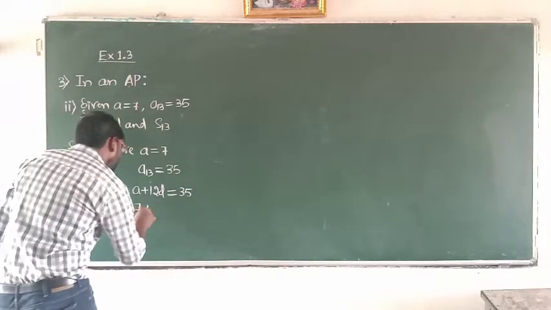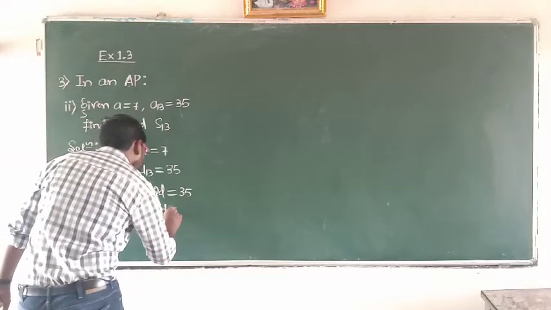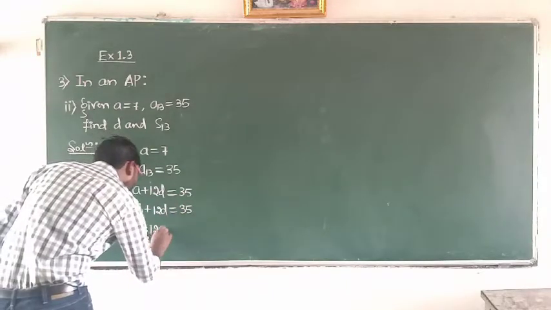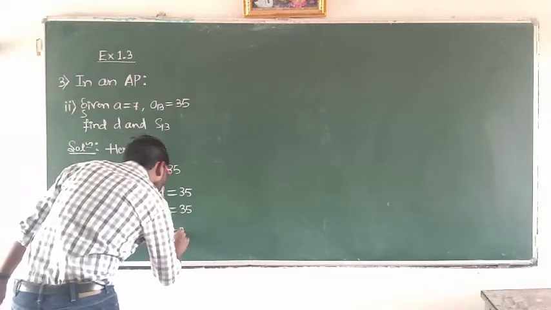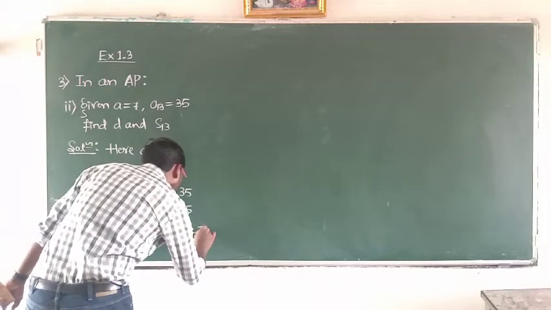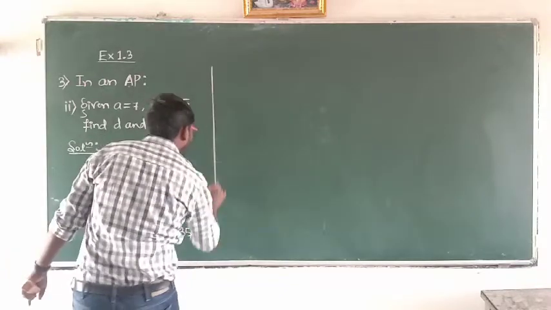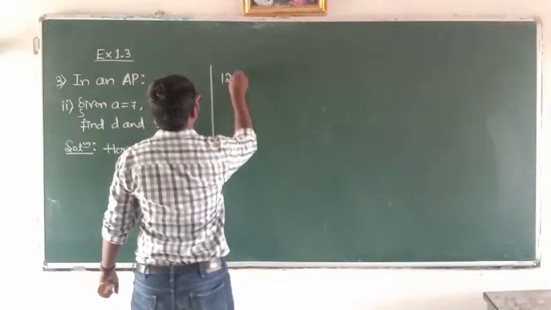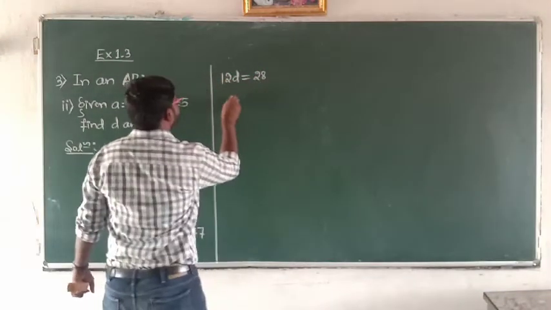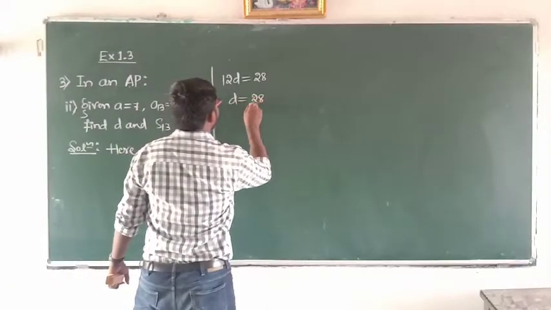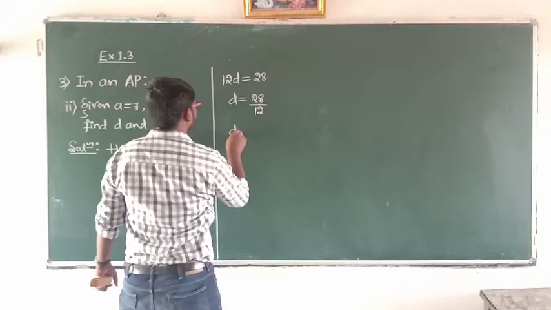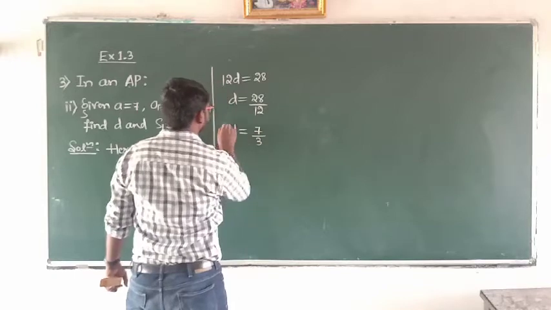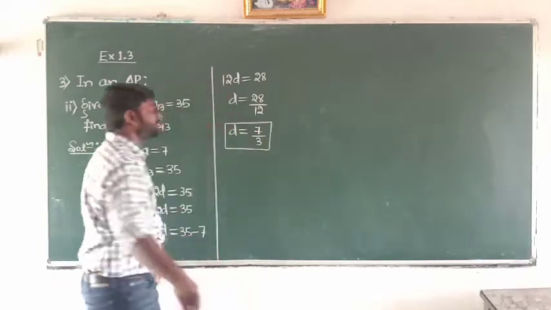So 7 plus 12D is equal to 35. Now take 7 to the RHS, it becomes minus 7. 12D is equal to 35 minus 7, which is 28. Now D is equal to 28 divided by 12. 4 sevens are 28, 4 threes are 12. The value of D is 7 by 3. So we have got the common difference.